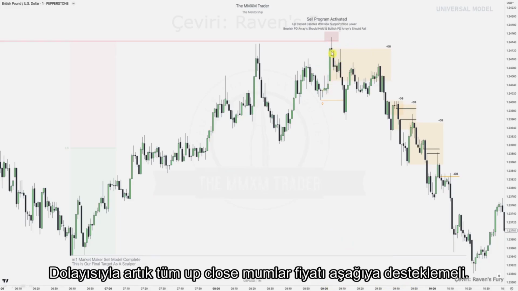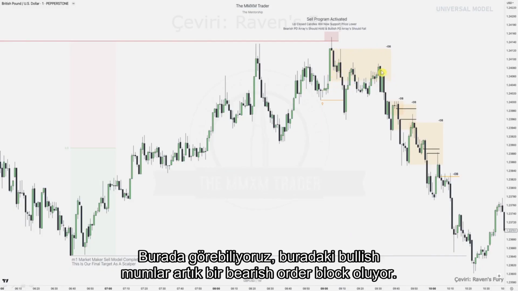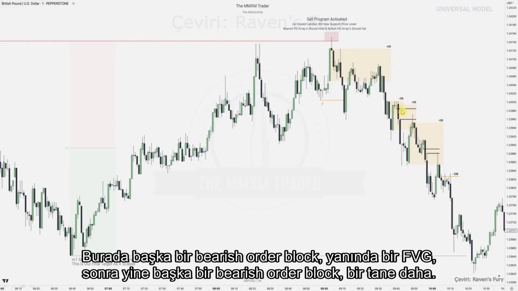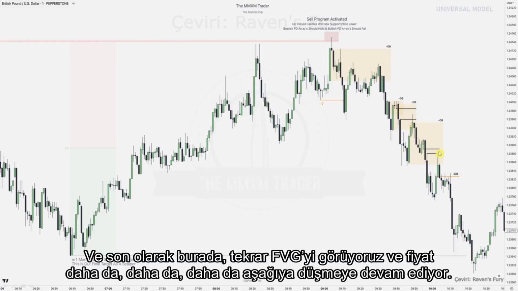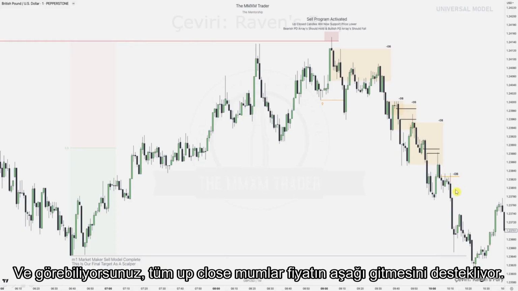So all up close candles should now support price lower. And we can see that over here, bullish candles over here are now a bearish order block. Another bearish order block here with a fair value gap. Another bearish order block. Another one. And lastly here we got that fair value gap again and it keeps declining lower and lower and lower. And you can see all up close candles are supporting price to go lower.